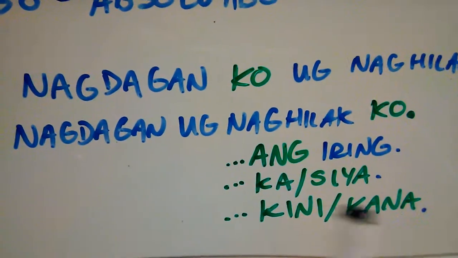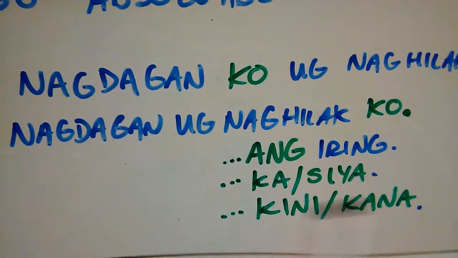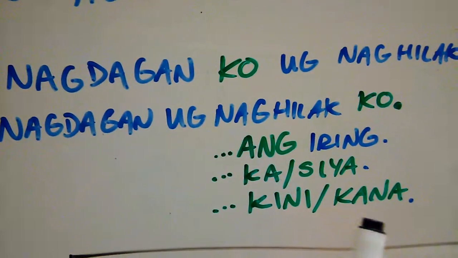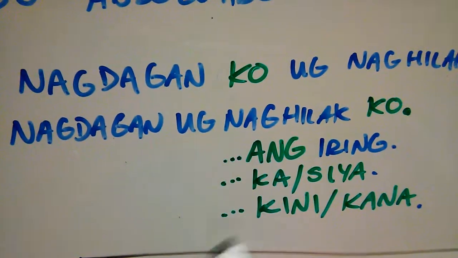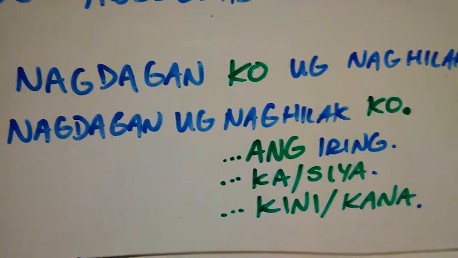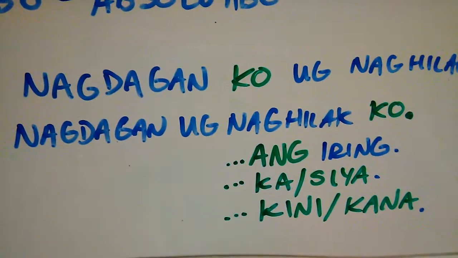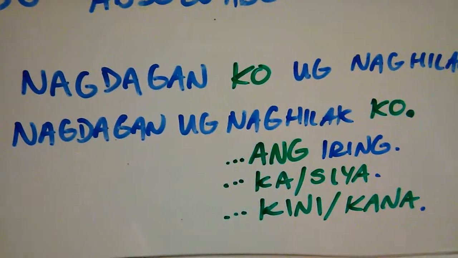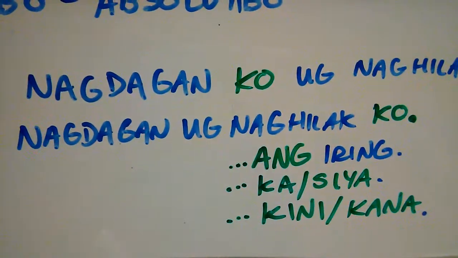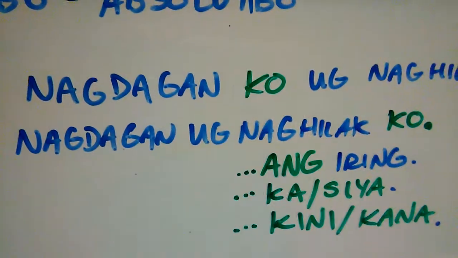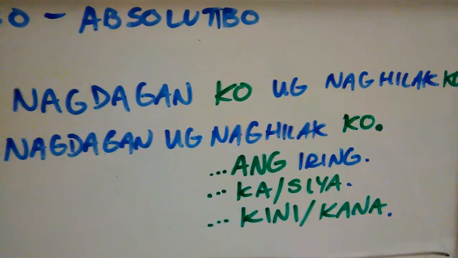This is gonna sound weird, but it still sounds right. You know, nagdagan ug naghilak kini, nagdagan ug naghilak kana. They all sound the same as long as you're consistent in that case. Because if you hear someone say nagdagan ug naghilak ni ini, or something like that, it sounds weird. Something is off about it. So just make sure you're using the right case, okay?